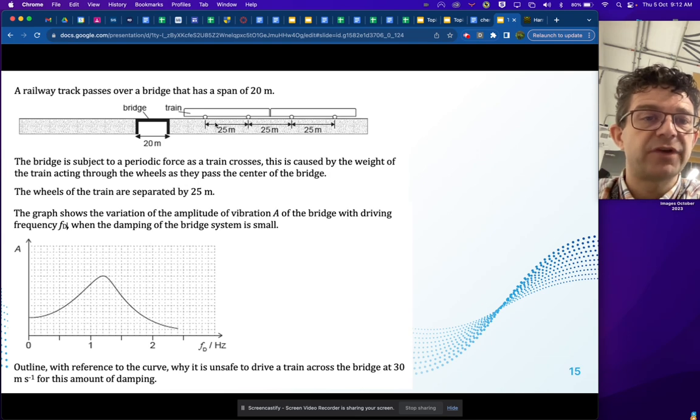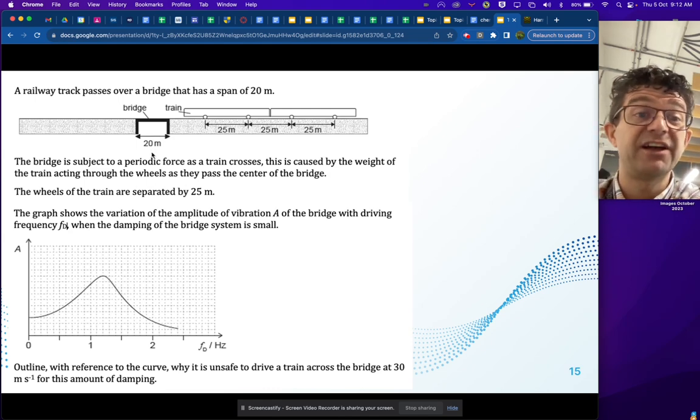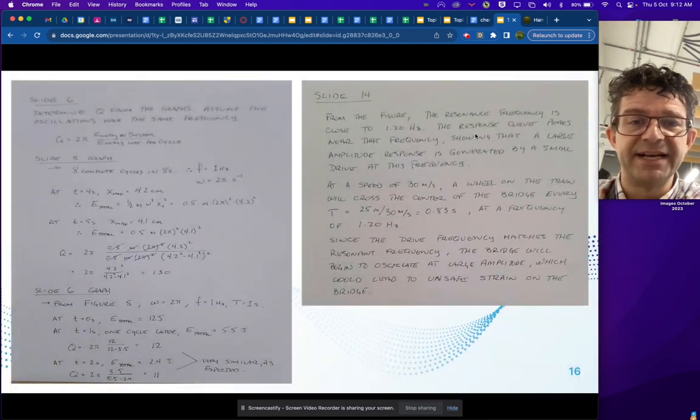And when we look at the train wheels separated at 25 meters and traveling at 30 meters per second, it turns out that the period of time is about 0.8 seconds, and the frequency that goes along with that is 1.2 hertz. And so the train moving at 30 meters per second will provide periodic force to the bridge at exactly its resonance frequency, which could lead to large amplitude oscillations, which could cause the bridge to fail and would certainly not be great for the train. And there's a fully written out answer to that here.